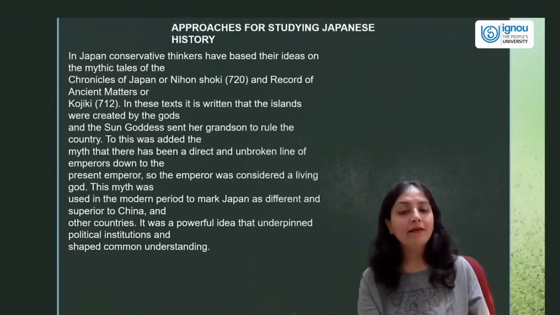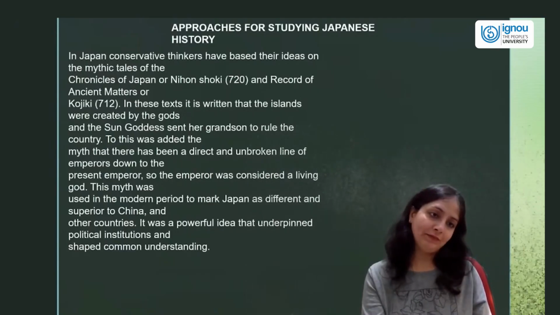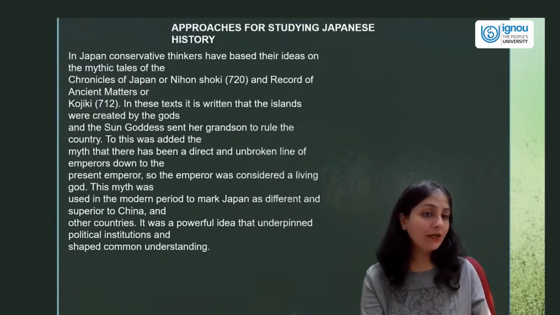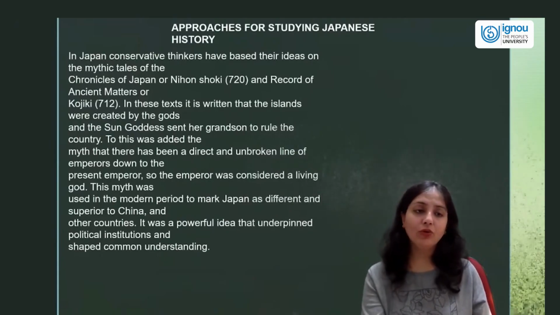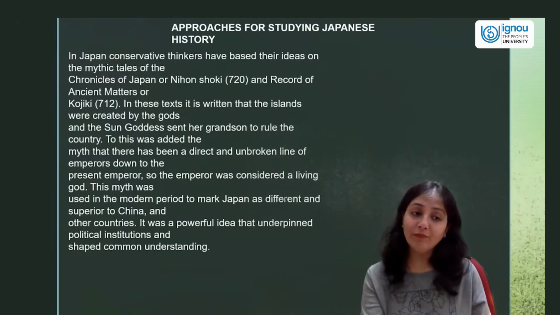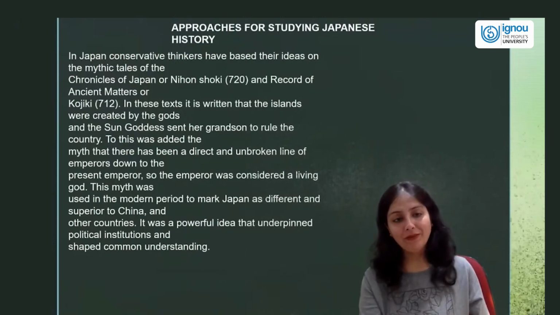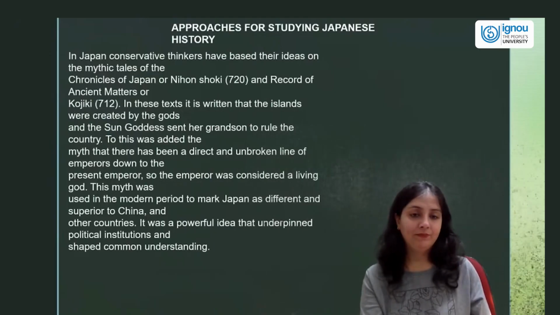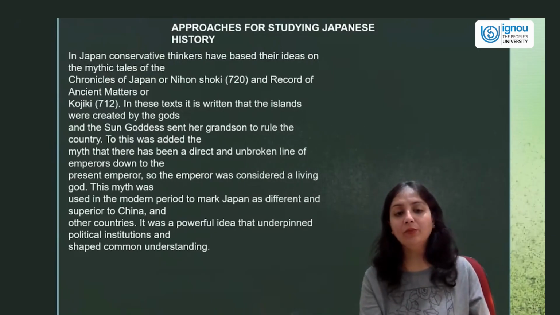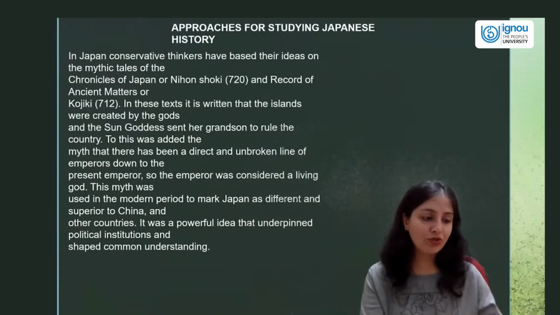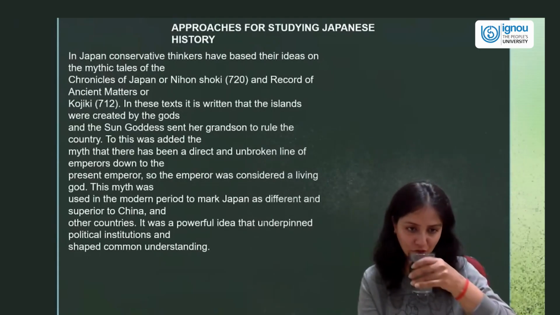The sun goddess sent her grandson to rule the country. Which country? Japan and its islands. To this was added the myth that there has been a direct and unbroken line of emperors down to the present emperor. So the emperor was considered a living god. This myth was used in the modern period to mark Japan as different and superior to China and other countries.